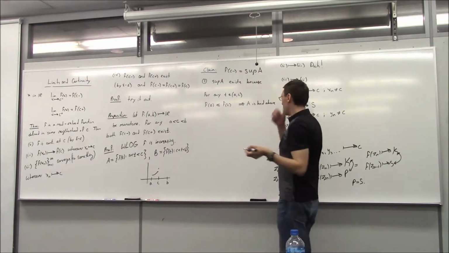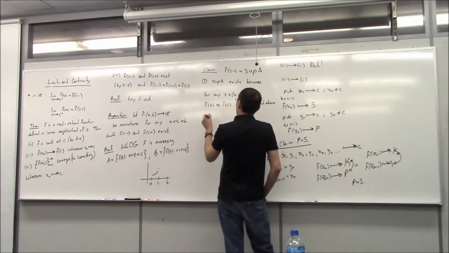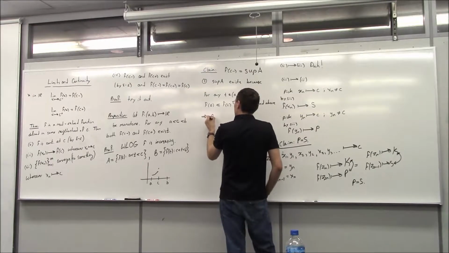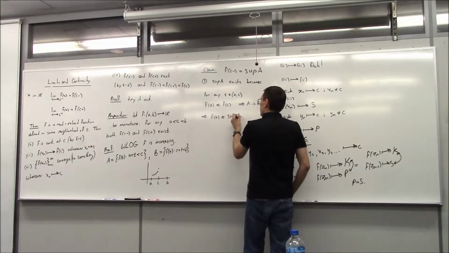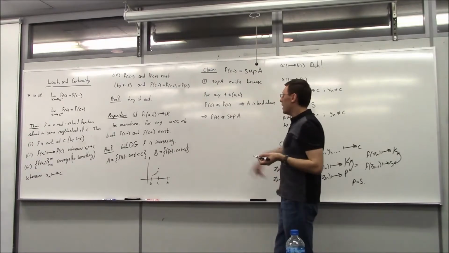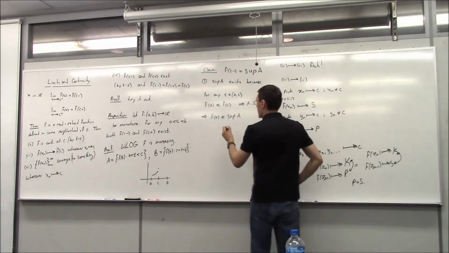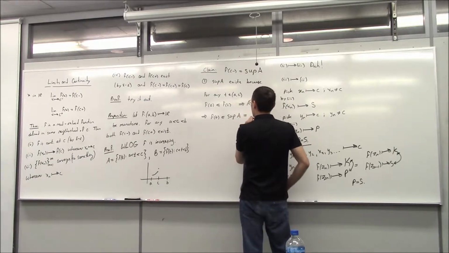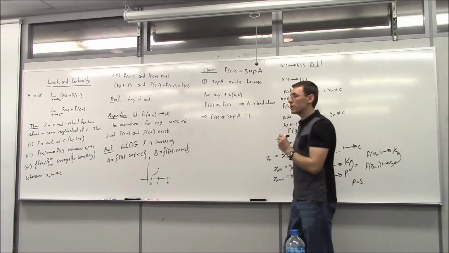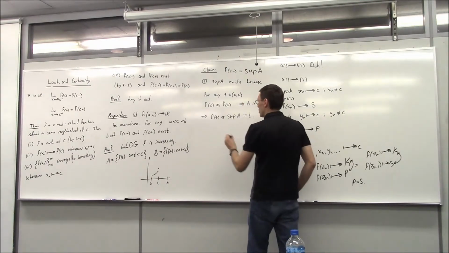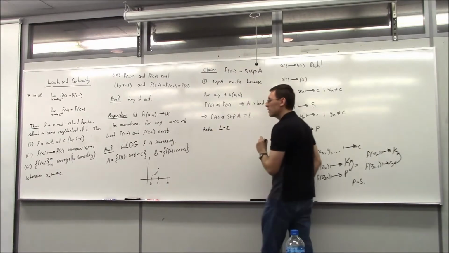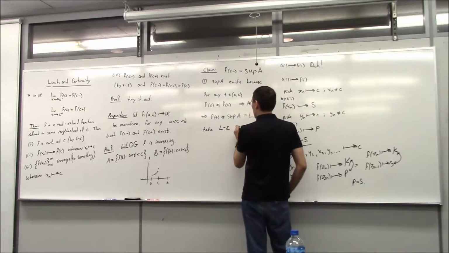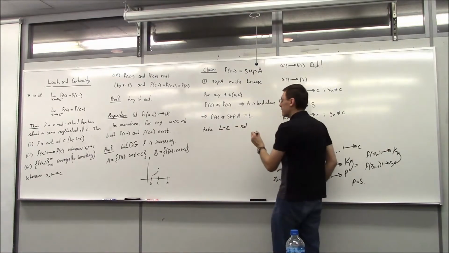So take the least upper bound. What you do is show the following. That implies that all f of t are less than or equal to the supremum of A. That's already clear. I'll call this my limit L for the moment. So how do I know that the function converges to L? Take L minus epsilon.